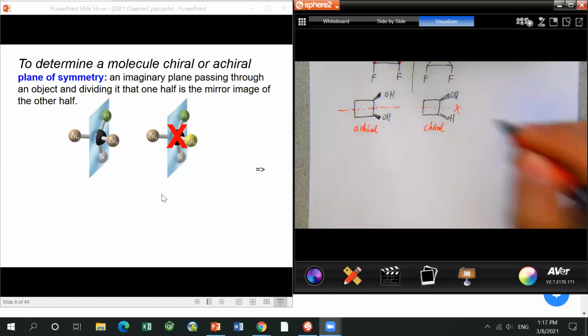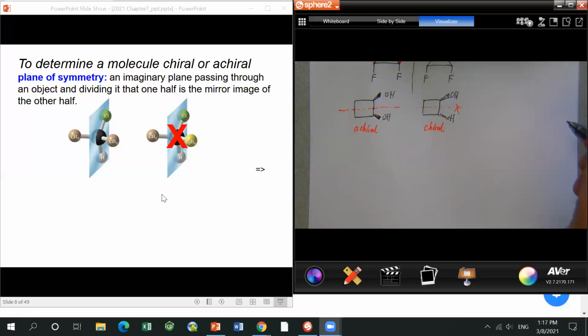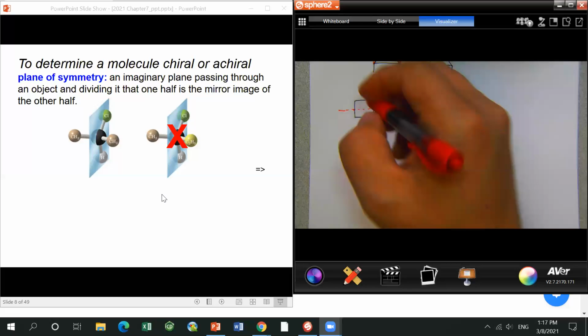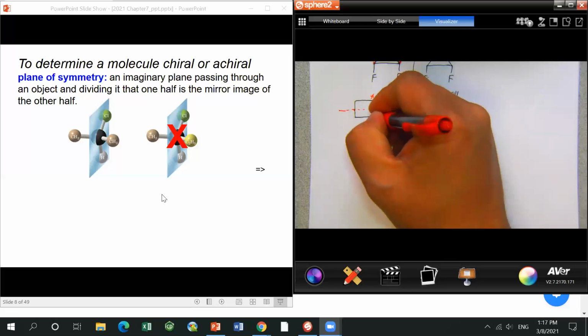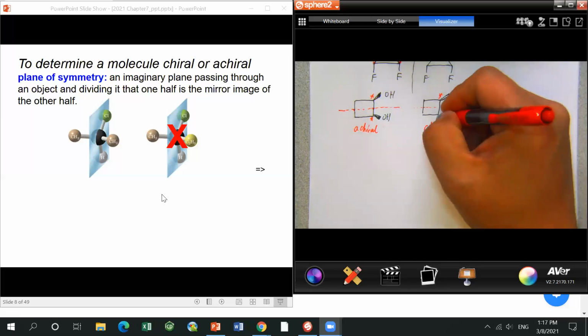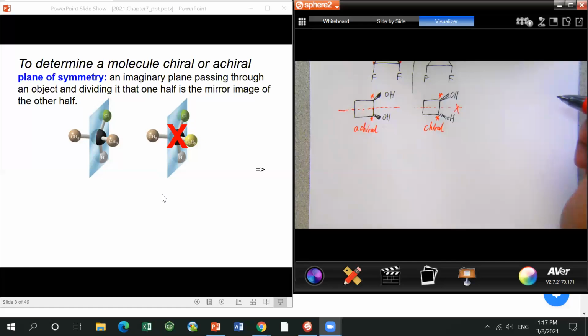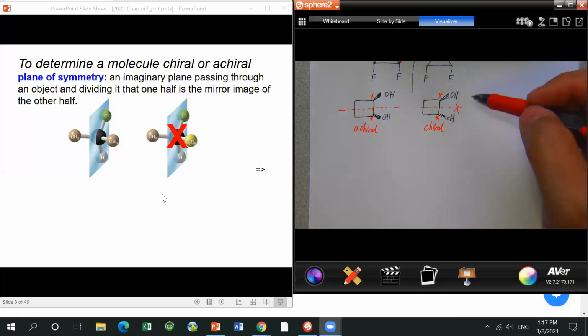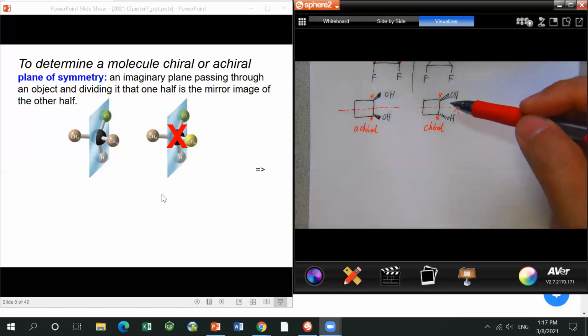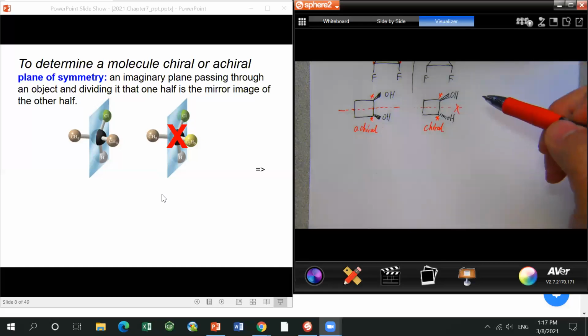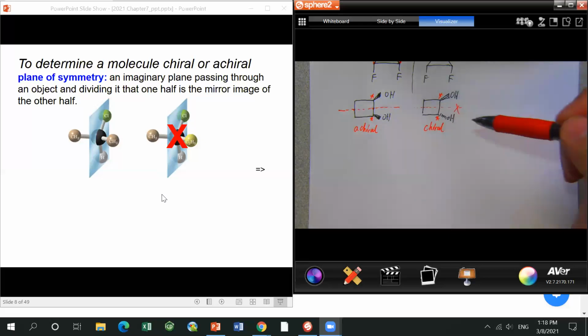For this example, we can clearly see that both molecules have two chiral centers, but one is chiral and one is achiral. That means for multiple chiral centers, you cannot use that to determine chiral or achiral. If there is only one chiral center, that is definitely a chiral molecule. But if there are 2, 3, or 4, it is hard to say, so you have to try to find a symmetry plane.